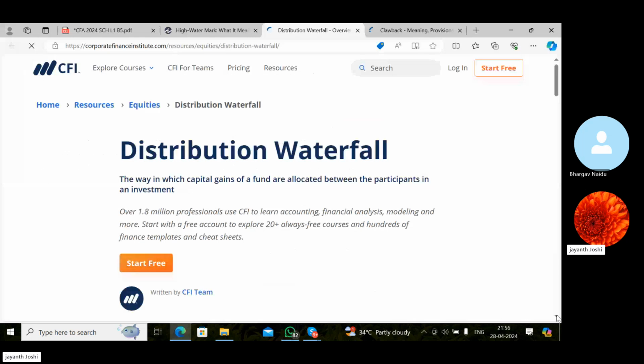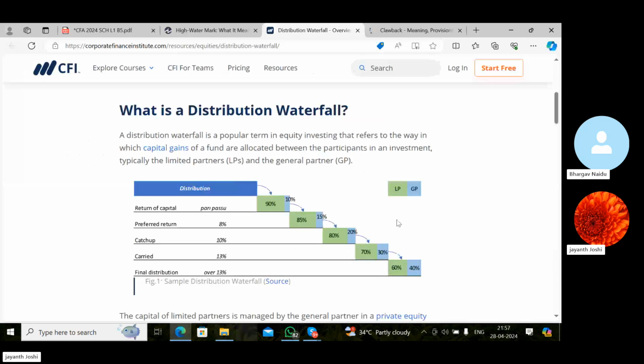You know this waterfall, right? A distribution waterfall is a popular term in equity investing that refers to the way in which capital gains of a fund are allocated between the participants in an investment, typically the limited partners and general partners. Of course, this is the way things are distributed. Return on capital, 90% goes to LP, 10% goes to GP, correct?